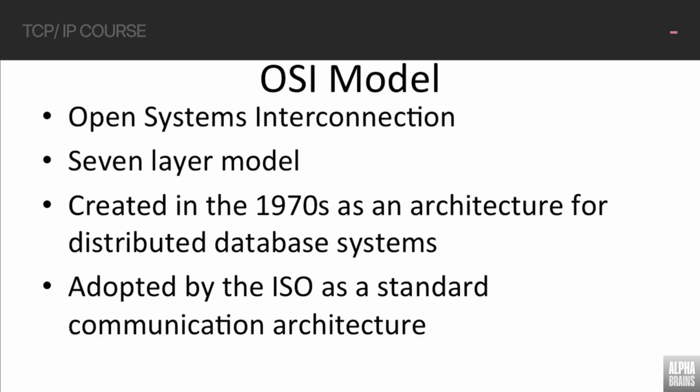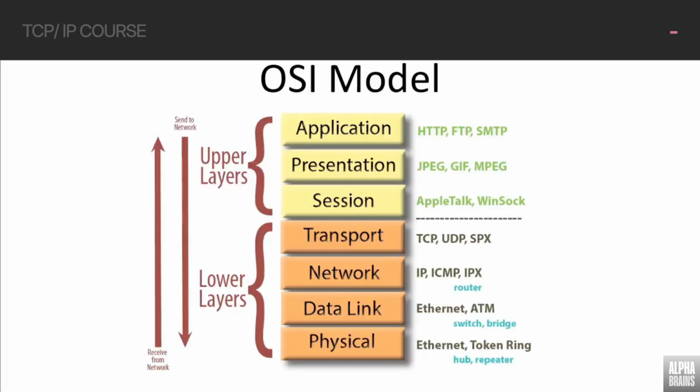OSI stands for Open Systems Interconnection, and it's a 7-layer model that describes an architecture for communication. It's a standard communication architecture, and it's really modular, which you would expect from a layered approach. As I said, it's a 7-layer model. It was created in the 1970s as an architecture for distributed database systems.